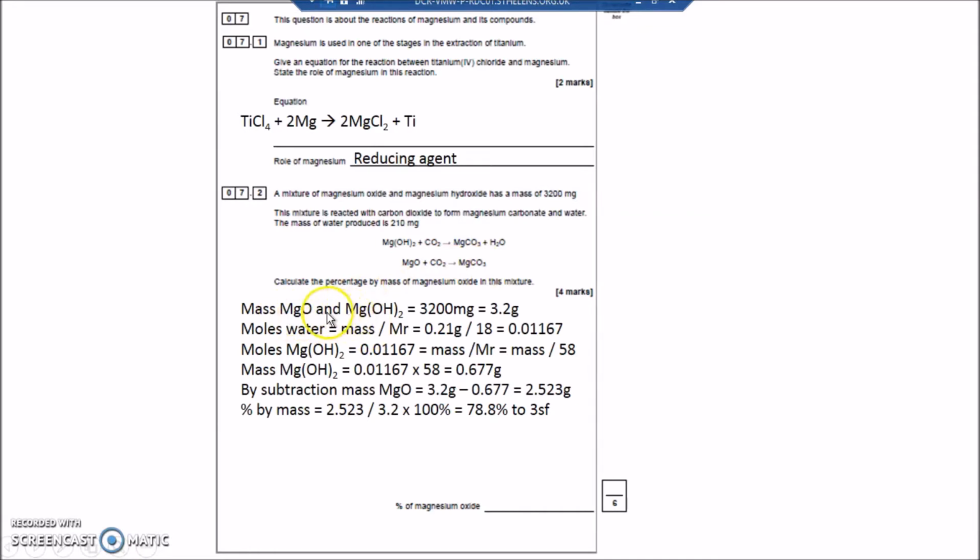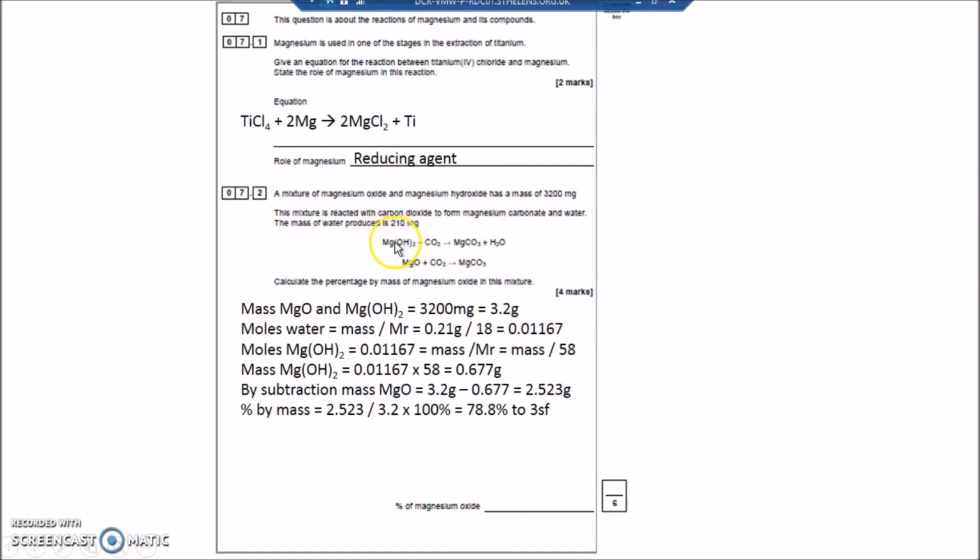So the mass of the MgO and the Mg(OH)2 combined, it says, is 3,200 milligrams or 3.2 grams. But more importantly, the water here, I've got a mass of water produced 210 milligrams divided by 1,000, I've got 0.21 grams. So moles of water is mass divided by Mr. I can work out the Mr of water, which is an oxygen, which is 16 and 2 ones for the 2 hydrogens, 0.01167 moles of water. And my water is produced here.